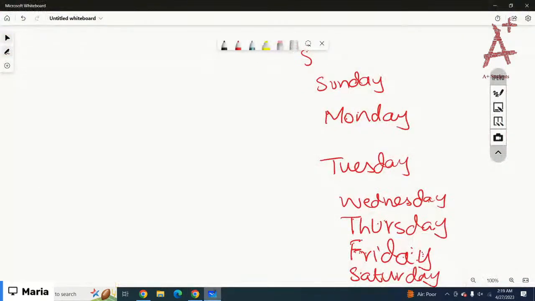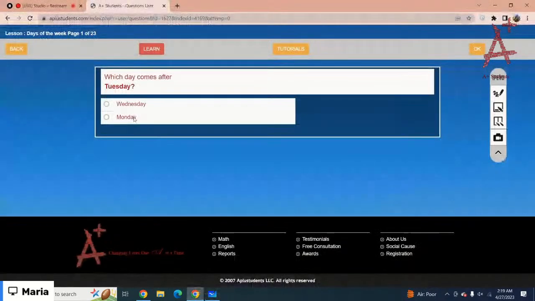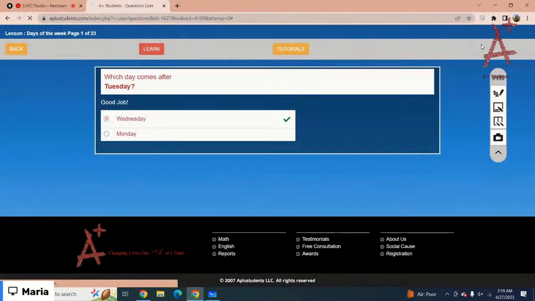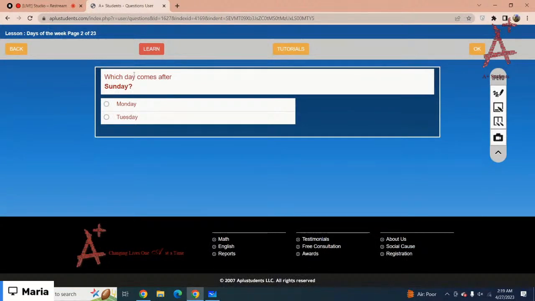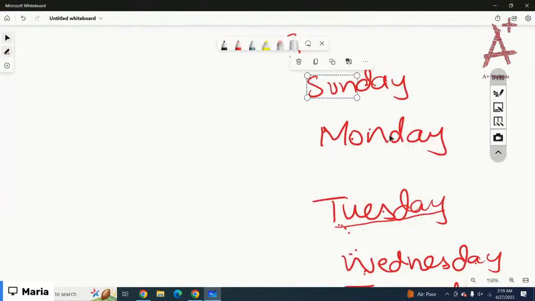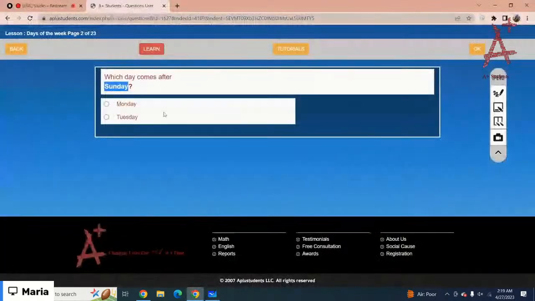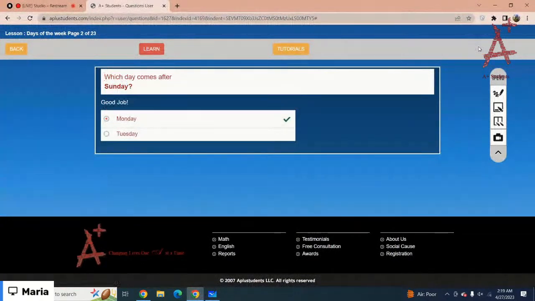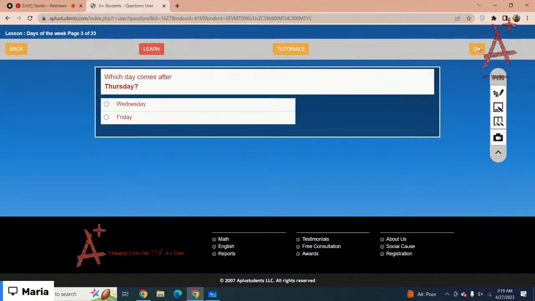So you need to see which is the day right after the Tuesday. So here is Tuesday. So after the Tuesday we have Wednesday. Got it? So that means the correct option is Wednesday. Which day comes after Sunday? So here is the Sunday. Got it? So right after the Sunday we have Monday. So the correct option is Monday. Right after the Sunday we have Monday. You need to memorize the names of the days, and then that would be very easy for you.